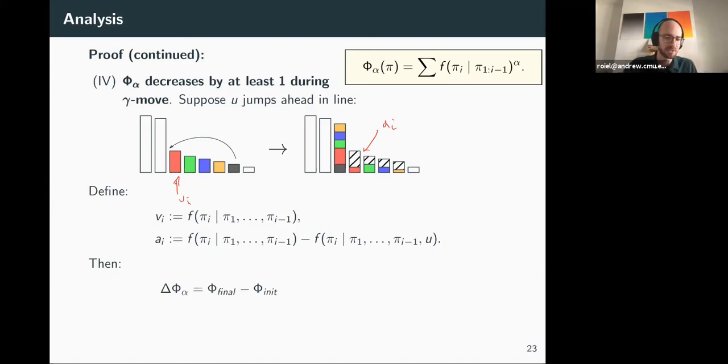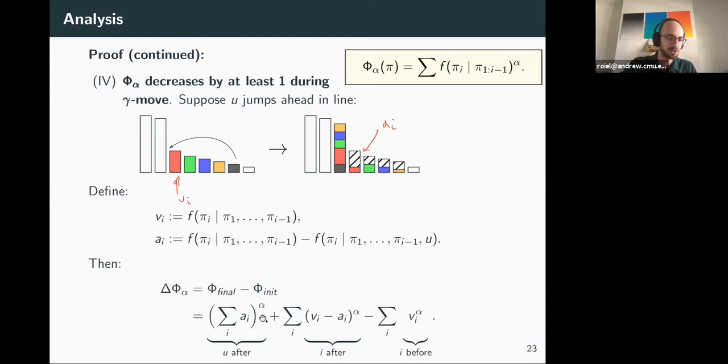We're trying to measure the potential change. So it's the potential after minus the potential before, which is this expression. Okay, what are all of these terms? This is the contribution of u after. So suppose for simplicity that u, the person jumping, was initially empty. So u's initial height was 0.